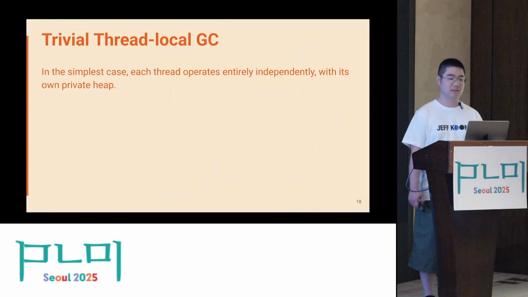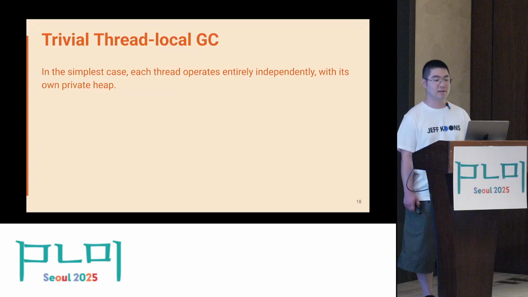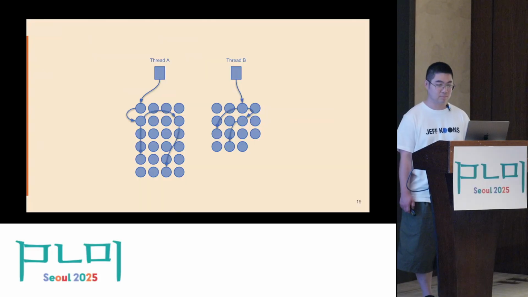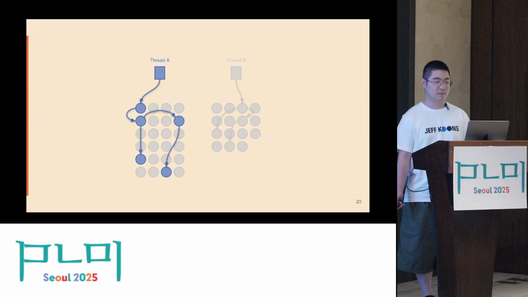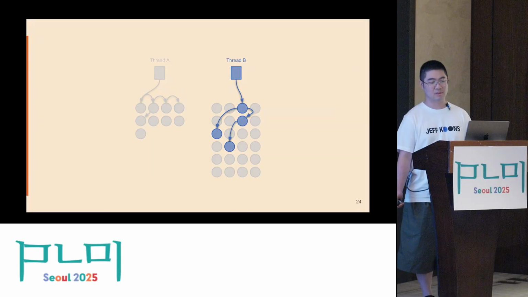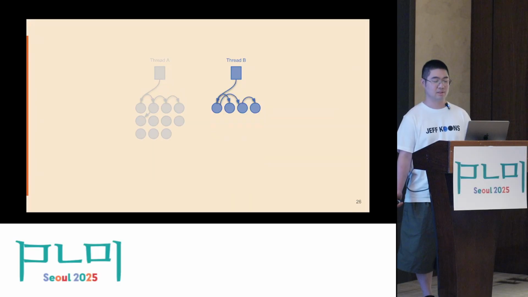In the simplest case, each thread operates entirely independently with its own private heap. Here's an example. We have two threads, thread A and thread B. You can see thread A doing a local GC, and thread B is not affected. Similarly, when thread B is doing a local GC, thread A is not affected. Right? This looks very nice.